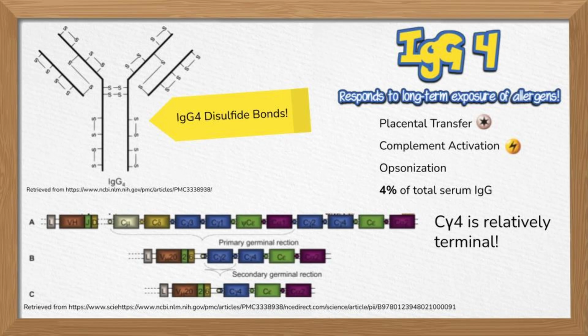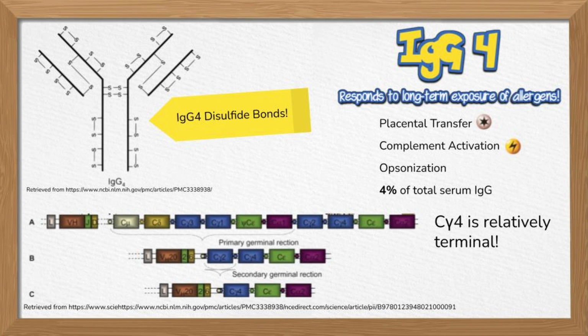IgG4 is the least abundant subclass at 4% abundance and a serum level of 0.58 grams per liter. It has two disulfide bonds in its hinge region, and has a hinge region that is 12 amino acids long. IgG4 is usually produced after chronic exposure to an antigen. Allergens that have been chronically exposed are the most common antigens.